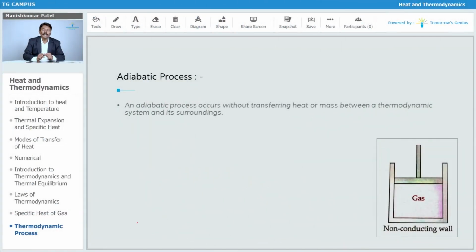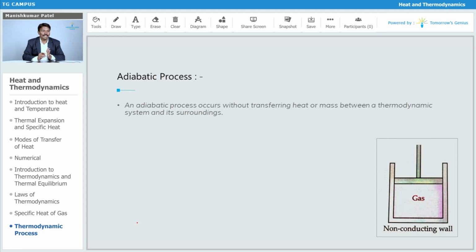So the next one is the adiabatic process. We have discussed the adiabatic process, for example, the bursting of a tire. It is a very fast, rapid process. You have to compress the gas, or you have to expand the gas suddenly. The process is very fast and there is no exchange of heat, so you are not going to provide any heat to the gas.